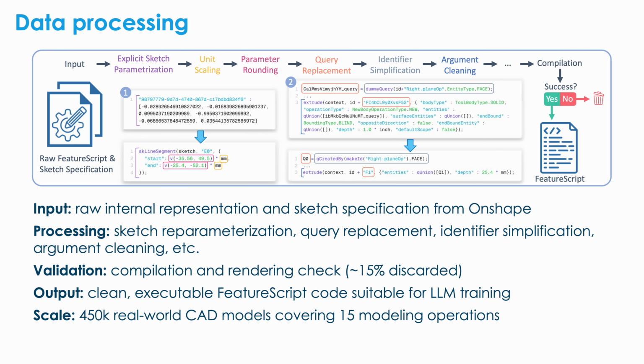To train FeatureScript generation models, we collect a dataset based on real designs created on the Onshape platform. To convert Onshape's internal design representation into FeatureScript code suitable for training, we develop a pipeline that reparameterizes primitives, simplifies operations, and performs other steps to obtain clean, concise, and consistent modeling scripts. The processing results in 450,000 real-world designs covering 15 modeling operations.